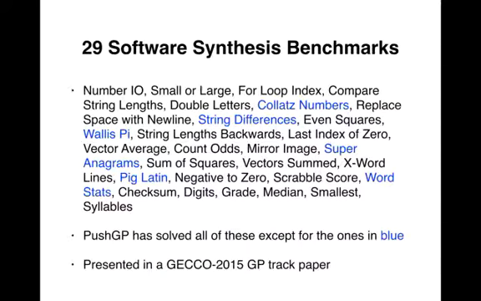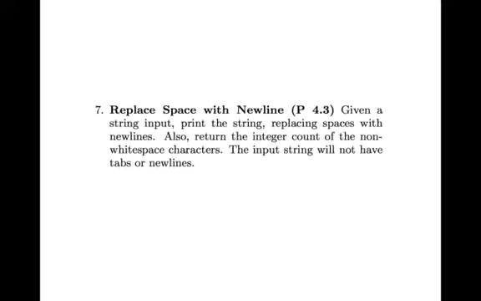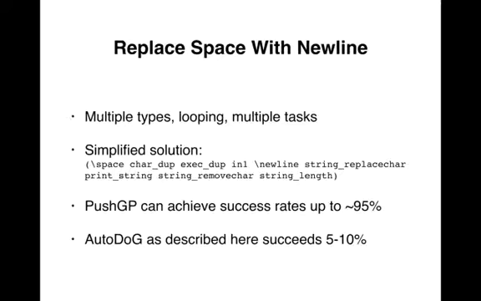So the results that I want to show you come from software synthesis benchmark problems. We proposed these at GECCO 2015, and PushGP in its normal configuration can solve most of these. Here I'm going to focus on the replace space with new line problem. These are all problems that come from introductory computer science textbooks. And in this one, you're given an input string and you want to print the string replacing the spaces with new lines, and you also want to return the integer count of the non-white space characters. So that's 2 things that the program has to do, and it also has to deal with multiple data types.